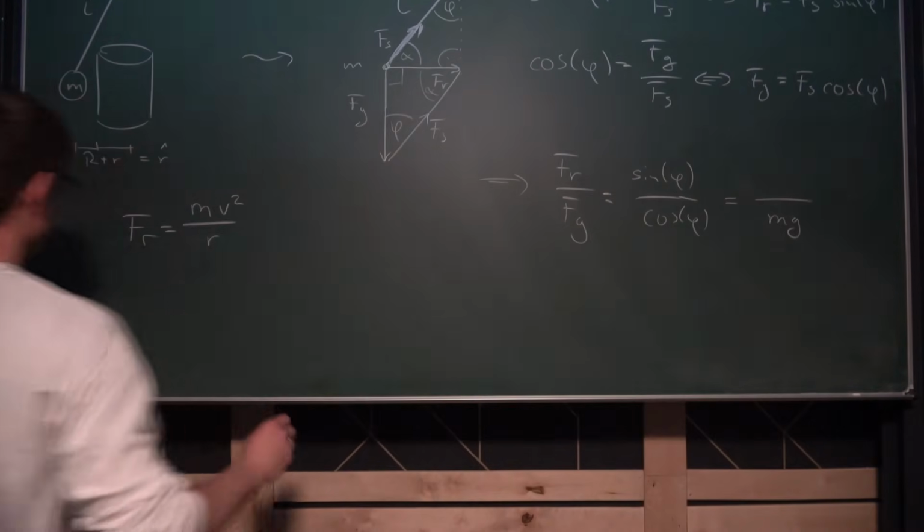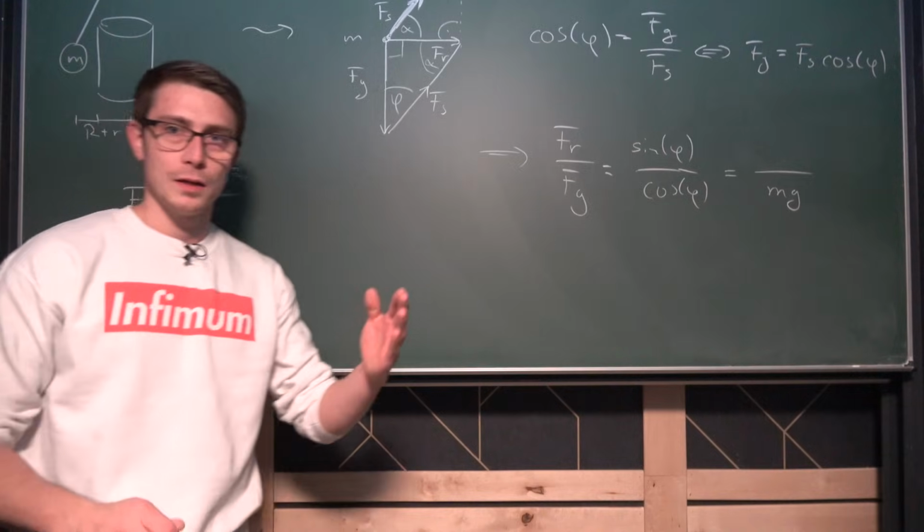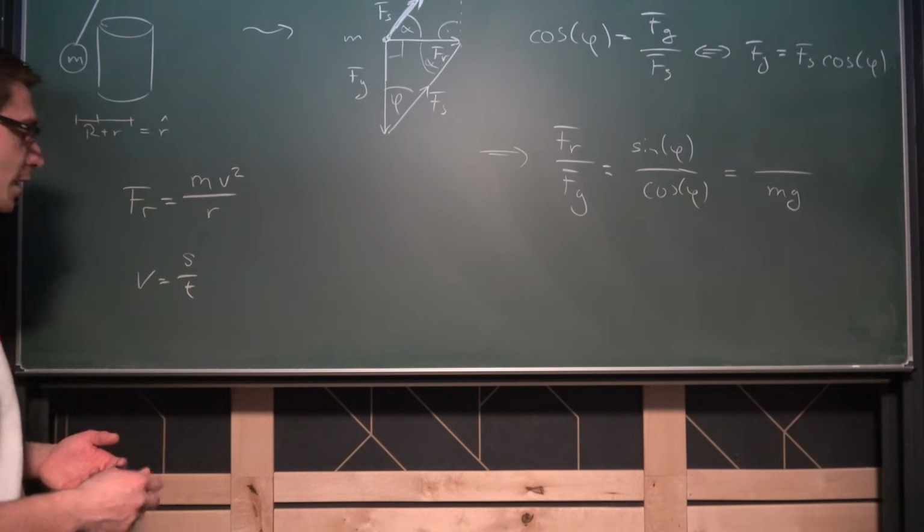Now, just think about the velocity in general. It's the same as s divided by t. We have our distance divided by the time. It's the change of distance over time.